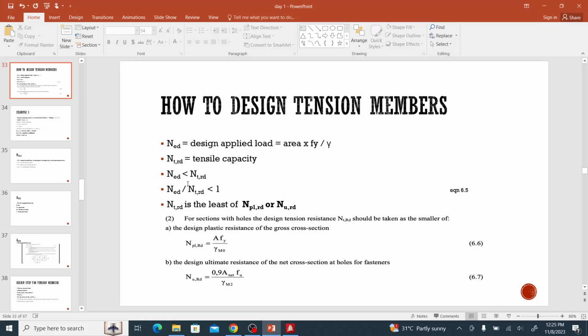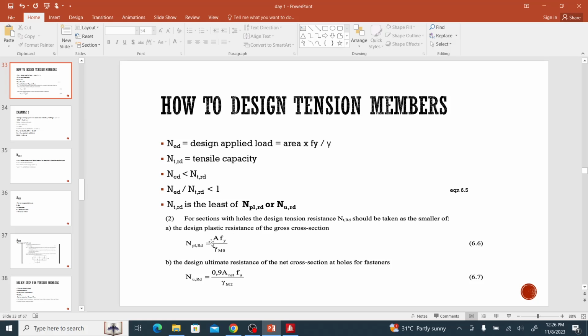Then the code, from equation 6.5, says that NED should be less than NTRD. So it must always be less than or equal to 1. If 1 is 100%, it means that's 100% of the capacity. So the NED should not be greater than NTRD.